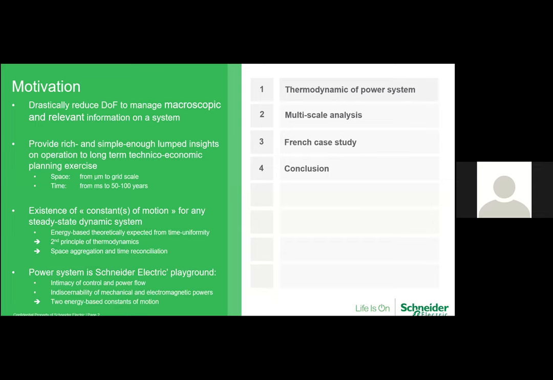So what I have to say is that this description is quite natural from the thermodynamic point of view, and it's also natural for the company for which I work, because we are a power apparatus company, working on mechanics and electricity. And therefore, we have a kind of indiscernibility between mechanical and electromagnetic power. As you probably know already, the two constants of motion describing a power system are one coming from mechanics and the other coming from electromagnetism. So it was quite natural that we define and introduce such a description.